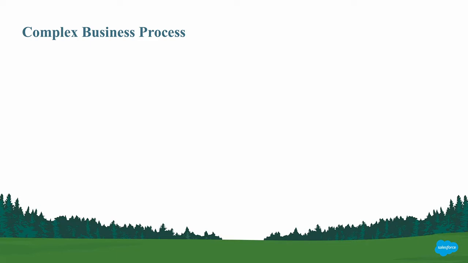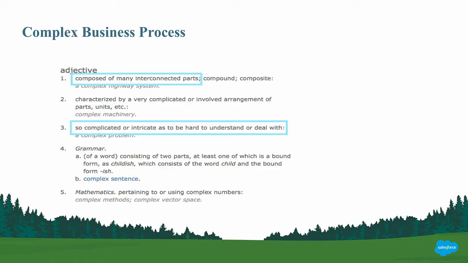Let me ask you these questions. Have you heard about complex business processes? I'm sure that's why you're here. I was just looking at the dictionary meaning of complex. Complex is an adjective. It's composed of many interconnected parts. It's so complicated or hard to understand or deal with. Today I'm going to go through one of the complex processes we had, how we dealt with it, and how we solved that. And you'll see it in a demo.